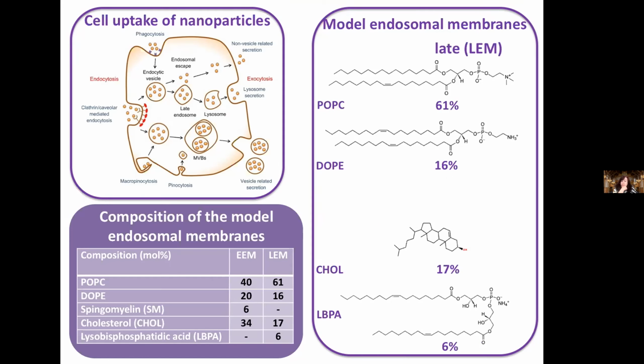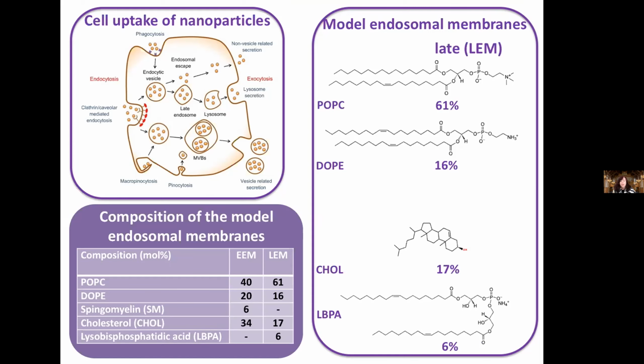In this particular case we don't have any sphingomyelin present, but we've replaced it with another lipid which is slightly more unusual, called LBPA, which is an anionic lipid that is present in the late endosome, and it's got some very interesting properties. You'll see that the amounts of the various lipids slightly alter in the various models. So that's our basic system that we're looking at.